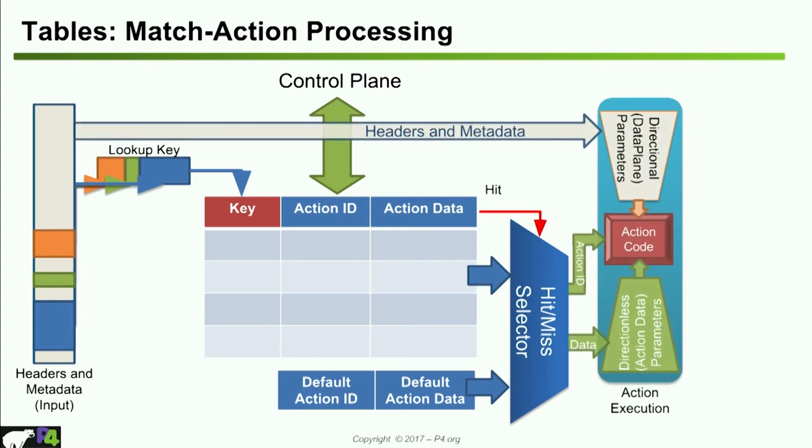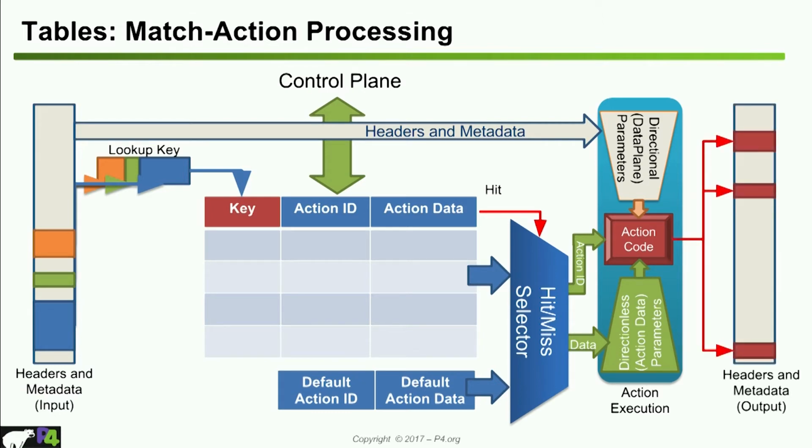So the selected action ID and action data are sent to the action execution unit. The action execution unit can use two different types of input parameters. There's the action data that's stored in the table entries itself, but actions can also operate on the headers and metadata. Those are passed along to the action execution unit as well. And your action code will update the headers and metadata as you've defined in your action to do so.